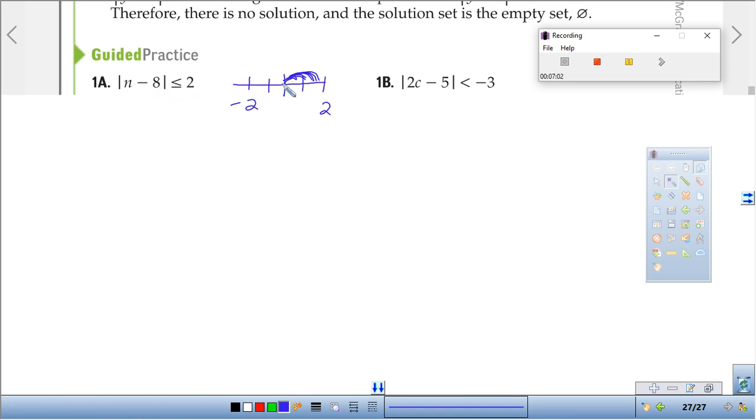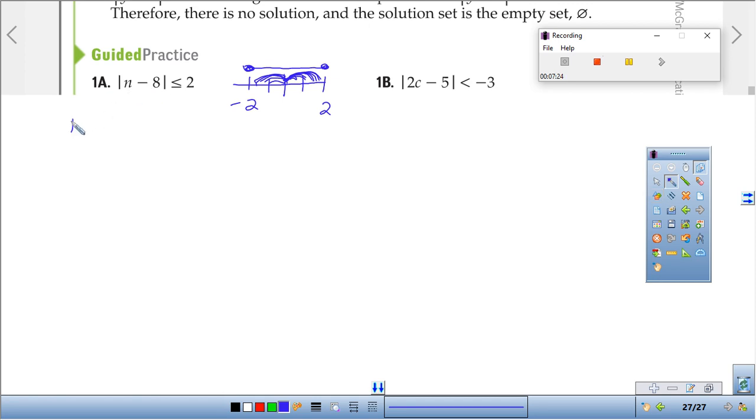Absolute value is how far did you go? I went less than 2 in this direction. I could go less than 2 in this direction. All right, so that's the idea I want to talk about. I want to go from here all the way to here. These are my answers, basically. All of this stuff. Okay, but regarding this part, let's go ahead and figure it out.